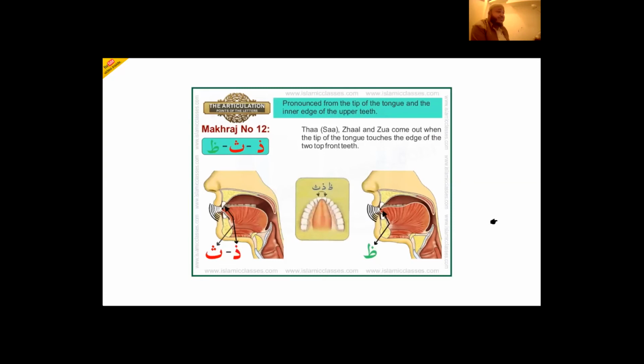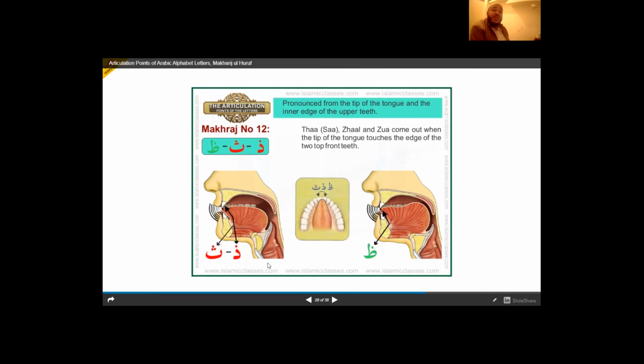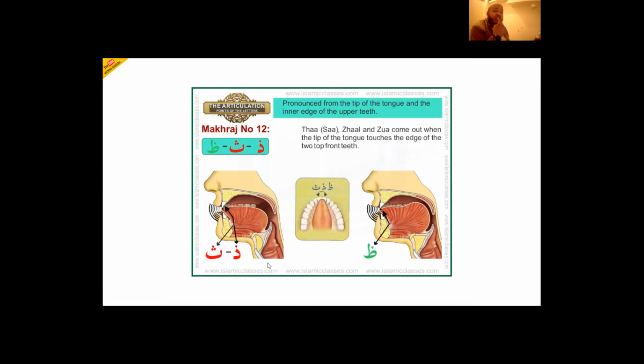Then we have the letter that, or dal, if you want to call it. How do you pronounce it? You stick the tongue out, and the top teeth and the bottom teeth are literally just biting onto the tip of the tongue. And then you have that. That and that come from the same place. Again, you stick your tongue out, the top teeth and the bottom teeth just gently touching onto the tongue, pronouncing the tha sound.